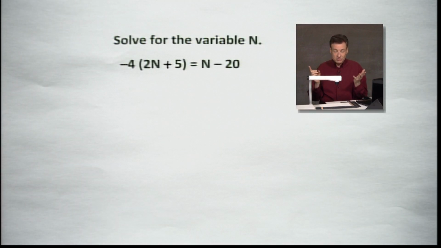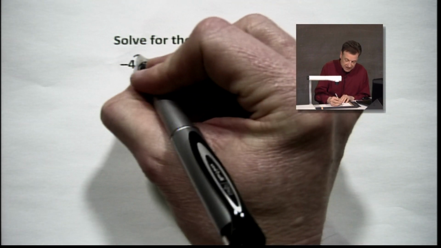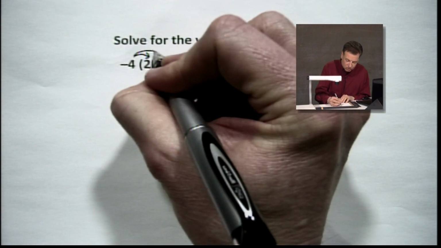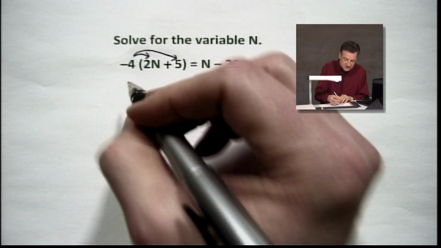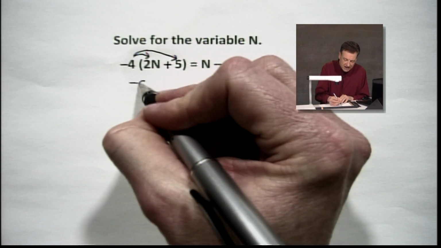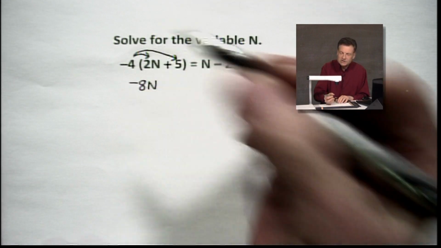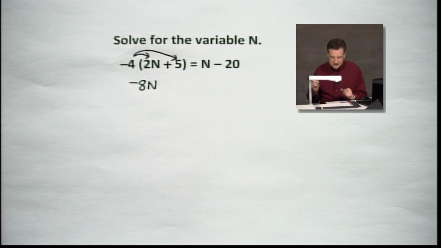Parentheses, let's distribute. That's as good a place as any. So we're going to take the -4 and run it through both of those terms in the parenthesis. Now, 2n is important, but hey, don't forget about that 5. That 5 is very important to the final answer also. So we don't want to forget any of those pieces. That's going to give us a -8n because -4 times 2 is -8. The n comes along for the ride.